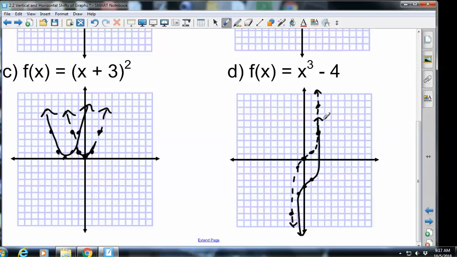Any questions about these? Those are going okay? All right, so let's say I'm going to give you a graph and we're going to go backwards. I'm going to give you the graph, and we're going to write the equation to go with the graph that I gave you.